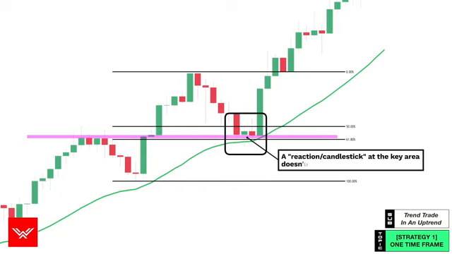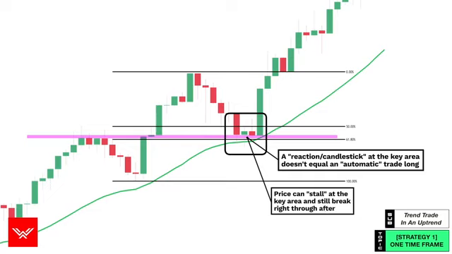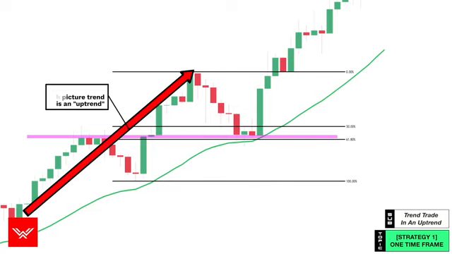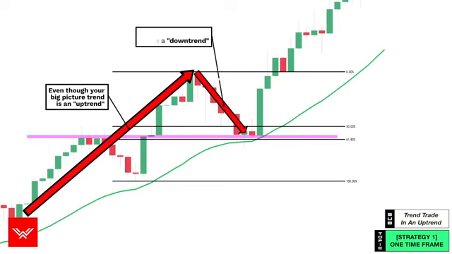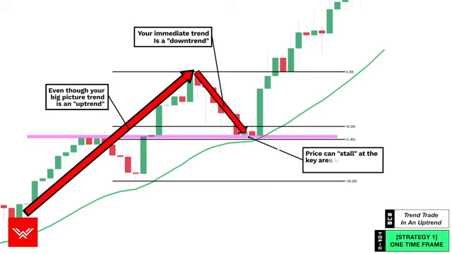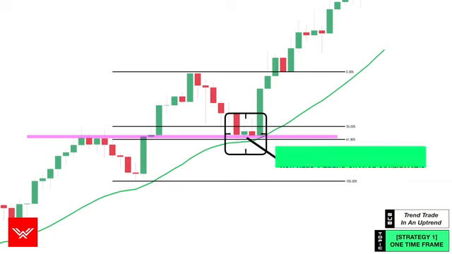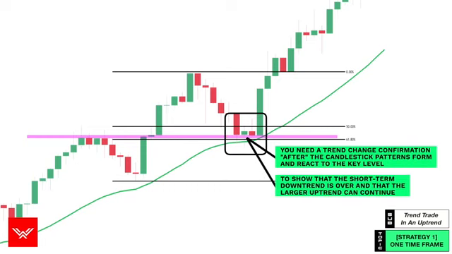Now, a reaction does not equal an automatic long trade, as price can stall at the area of confluence and still break right through. Even though your big picture trend is an uptrend, your immediate trend is a downtrend, and price can stall at the area and then still break right through and trigger a larger trend change. And this is why you need the trend change confirmation after the candlesticks form and react to the key level, to show that the short-term downtrend is over and that the larger uptrend can continue.